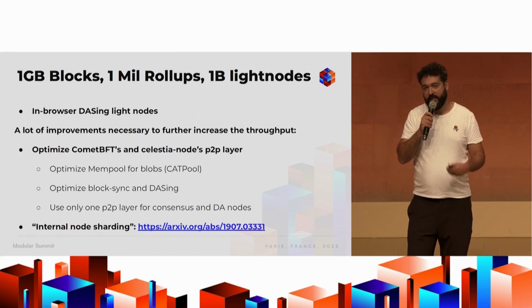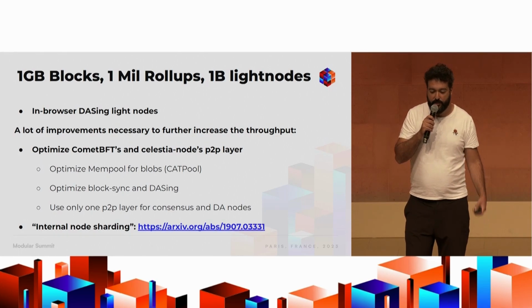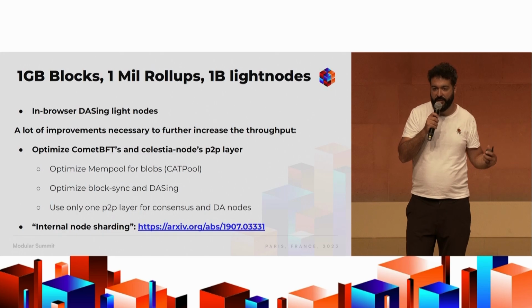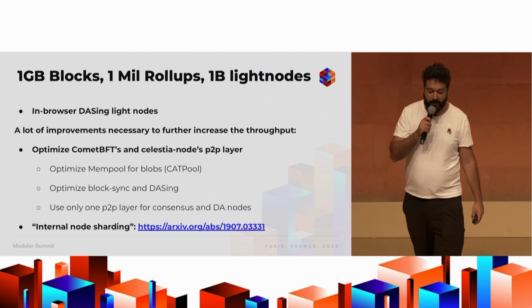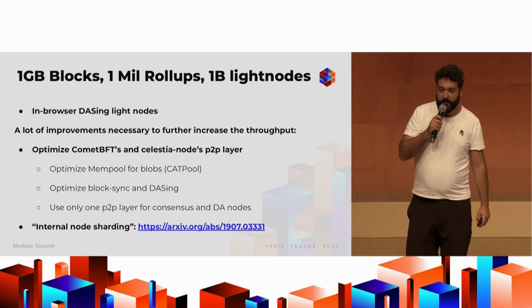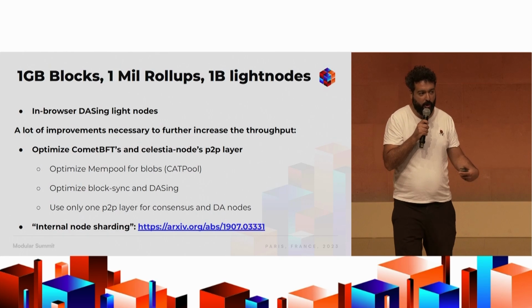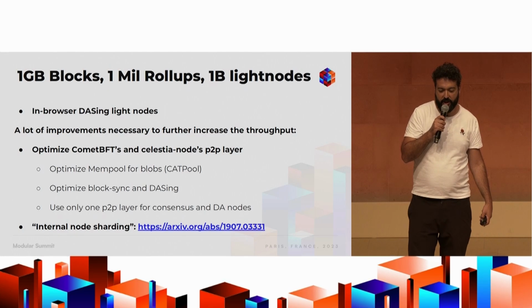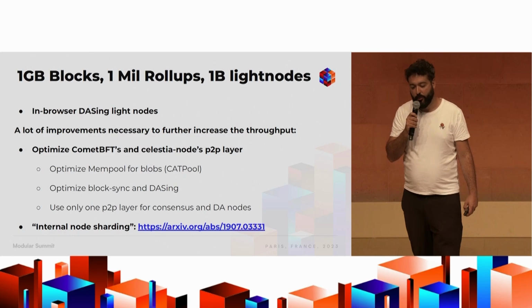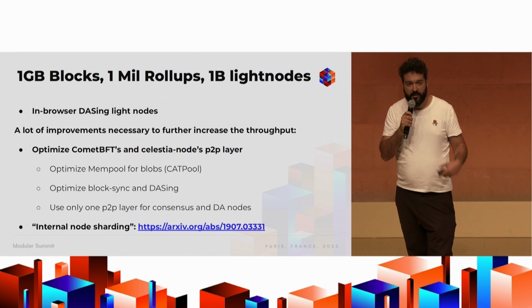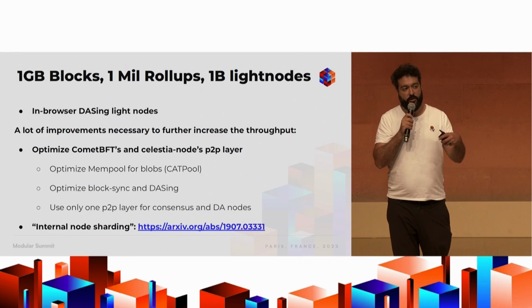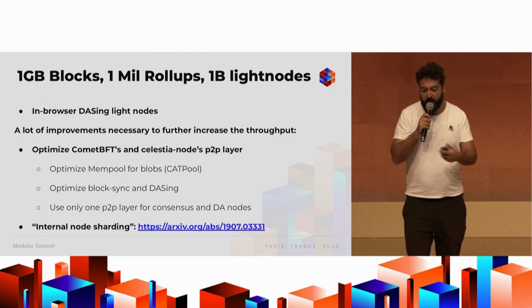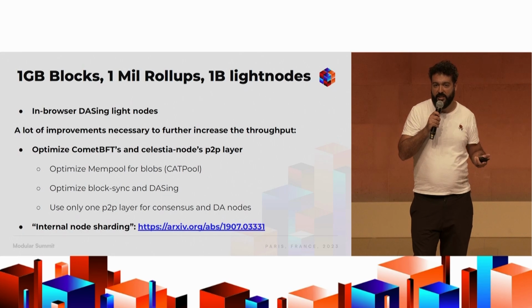It might turn out that in the future, in several years, we have to merge the DA layer and the consensus layer again, architecturally from a software perspective. And we might have to employ a technique called internal node sharding to achieve the throughput on the consensus layer. Another topic that I want to stress is we want 1 billion light nodes. How do you achieve this, right?